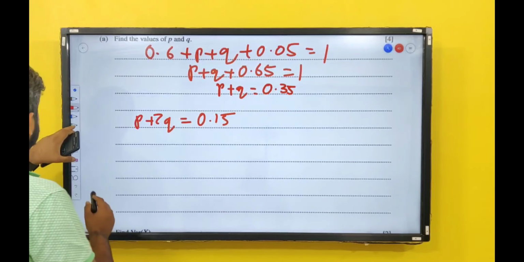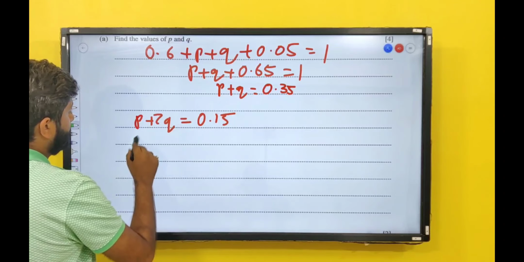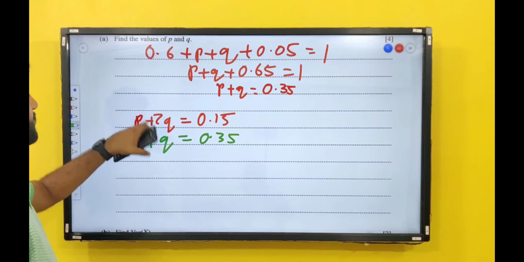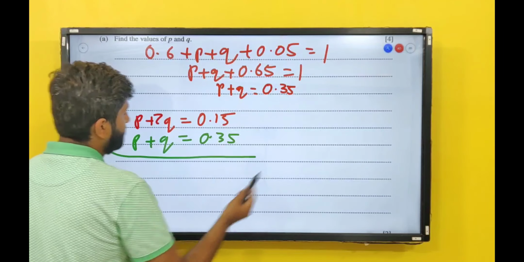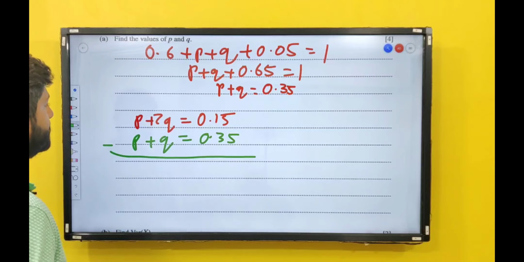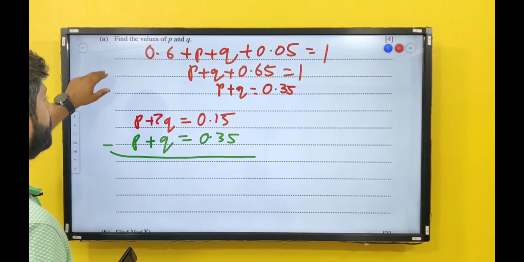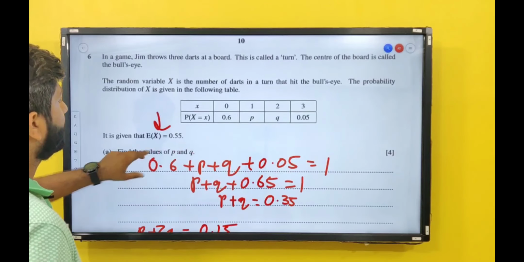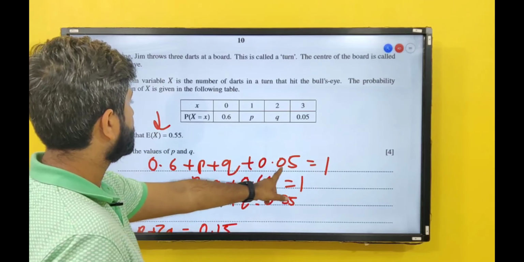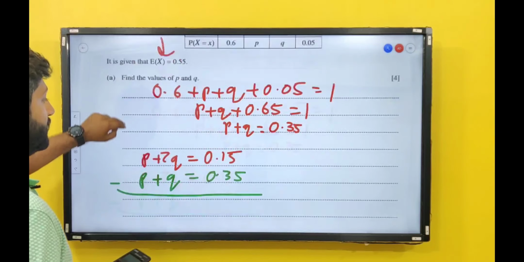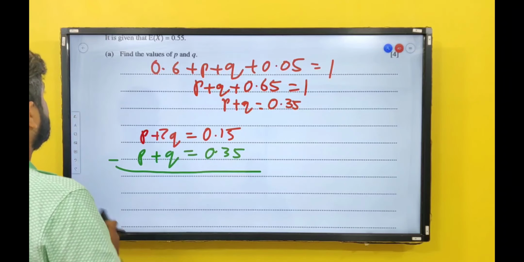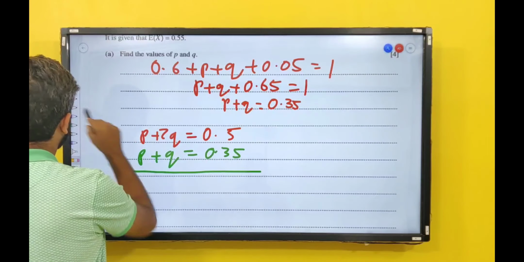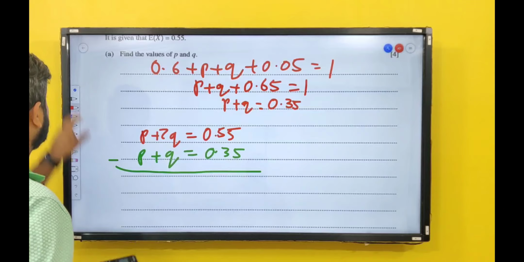So one is p plus q equals to 0.35 and another is p plus 2q. So let us subtract them. If I subtract this, okay, just a second guys. I think if I made a mistake, 0.6 plus p plus q plus 0.05. Oh, sorry. The mean is 0.55. So p plus 2q is going to be 0.55, right?